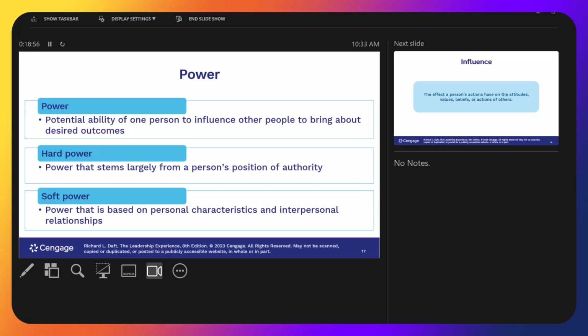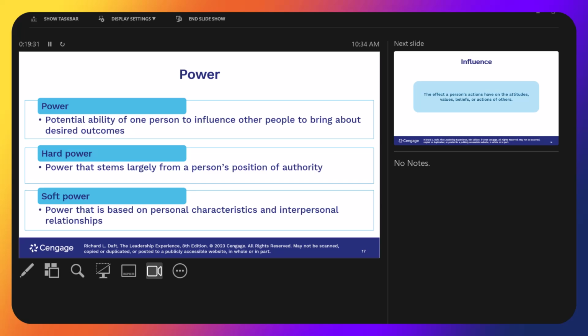Power. Power is the potential ability of one person to influence other people to bring about desired outcomes. What you find sometimes with power, you have some people who get it because they've done a good job, and subsequently they've advanced and got power. And then you have another group of people who intended to get it all along. They like power. That latter group are the ones you should probably steer clear of, because if their ultimate goal is to get power, it usually means by any means necessary.